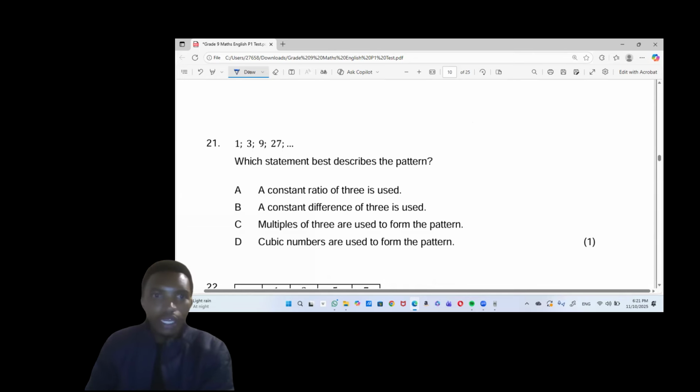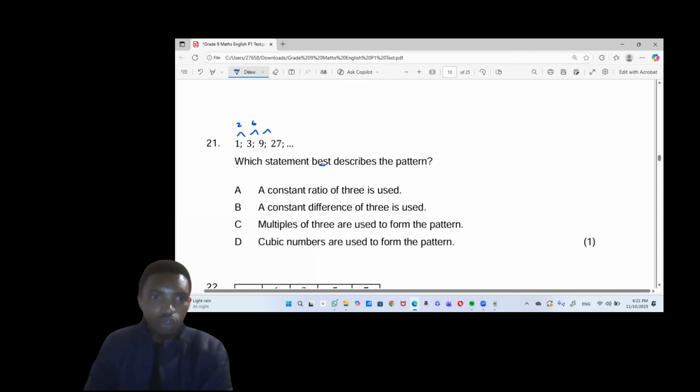And then they're saying here, which statement best describes the pattern? Before we go there, let's find the pattern first. Here we have 1, and the next number is how much? Let's say 2. Here we have how much? This is 6. This is how much? So that pattern doesn't work.